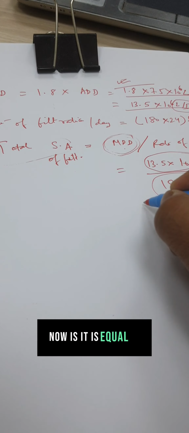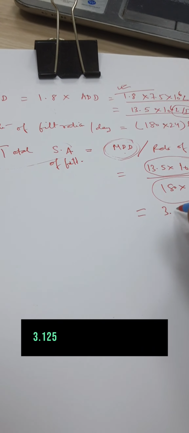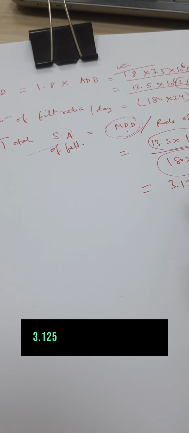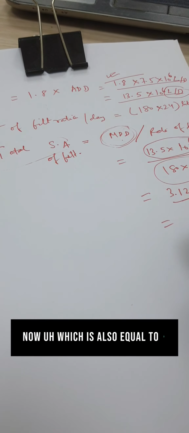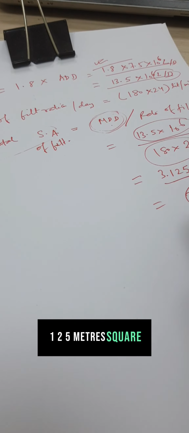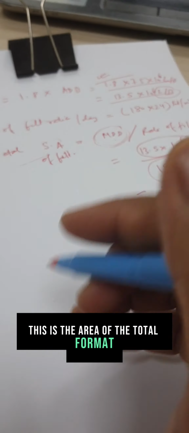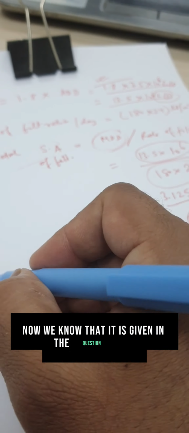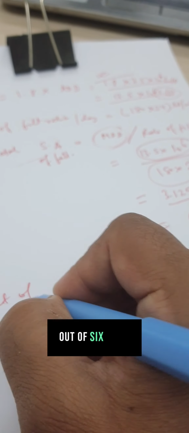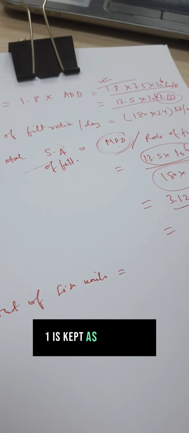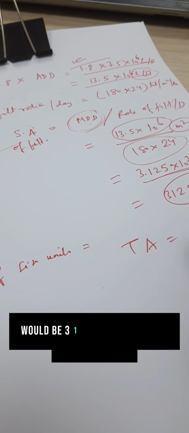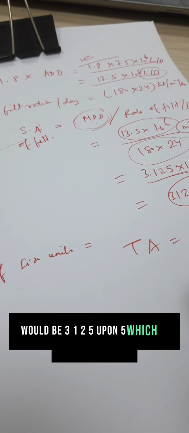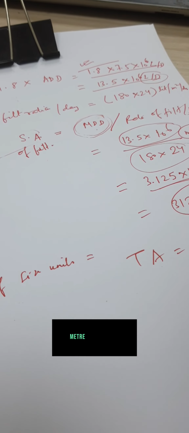Now it is equal to 3.125 into 10 to the power 3 meters square, which is also equal to 3125 meters square. This is the area of the total filter bed. Now it is given in the question that out of 6 units, one is kept as standby. So the area of each unit would be 3125 upon 5, which is equal to 625 meters square.